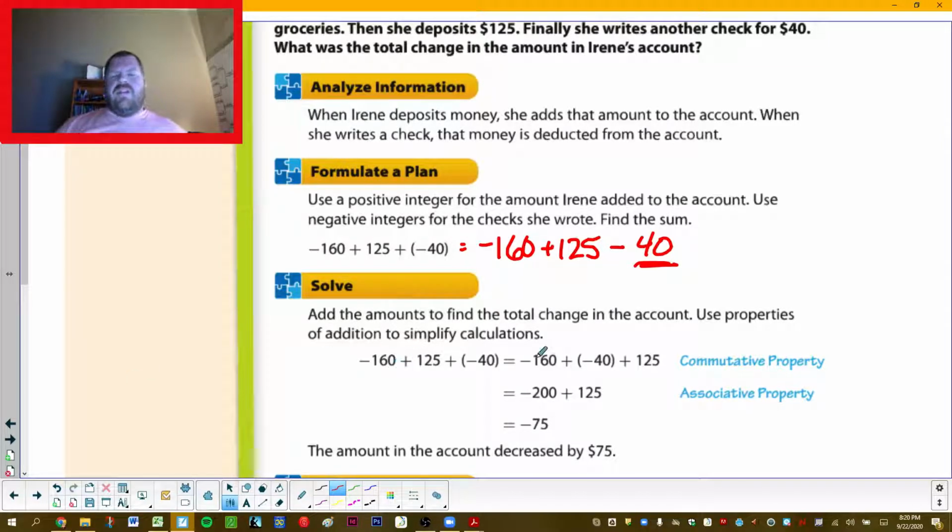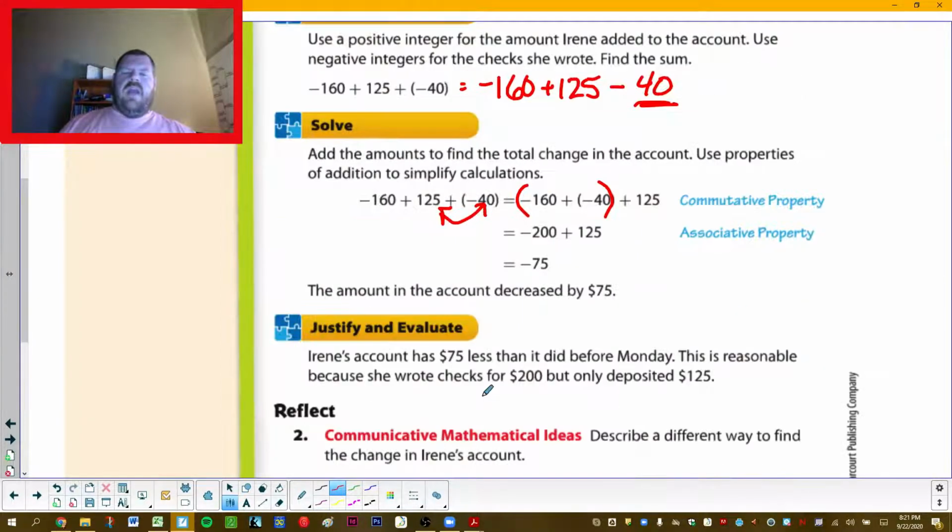So that's what they do in this problem, is they switch the order here, and they decide to do these two first, which is totally okay. Because negative 160 plus negative 40 is negative 200, and that makes this problem a lot easier. Not that it's hard to do it the other way, but this just makes it a little bit easier.